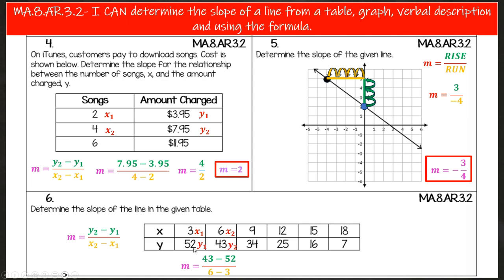So 43 minus 52 over 6 minus 3 would simplify to be negative 9 over 3. And negative 9 divided by 3 simplifies to a slope of negative 3. So this would be our slope for this table.